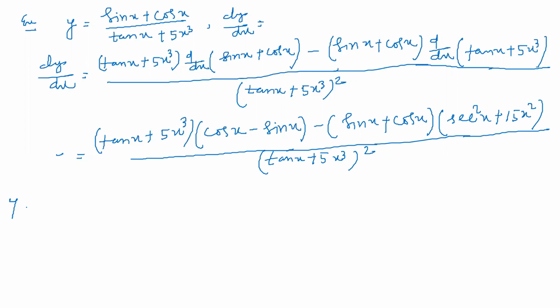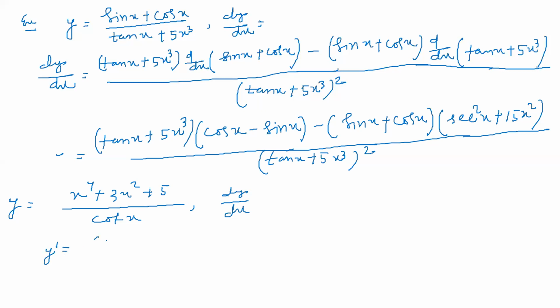Similarly, another example you take directly. y is equal to, let, x to the power 4 plus 3x square plus 5 divided by cot x. We want to find dy by dx. So that is y dash, that is dy by dx, is equal to, if we fix cot x fixed, I wrote directly. Let's do x to the 4. How much? 4x cube plus 3x square. How much? 6 into x. The derivative of x to the n is nx to the power n minus 1. So that is 6x.